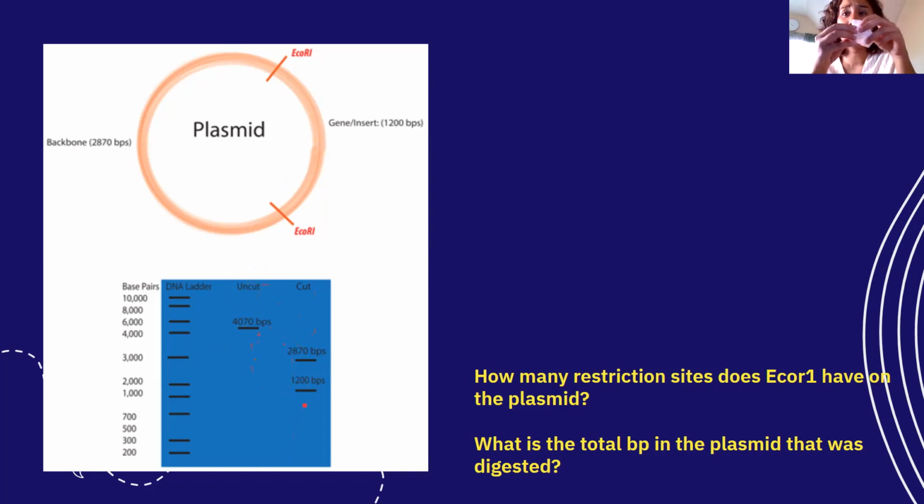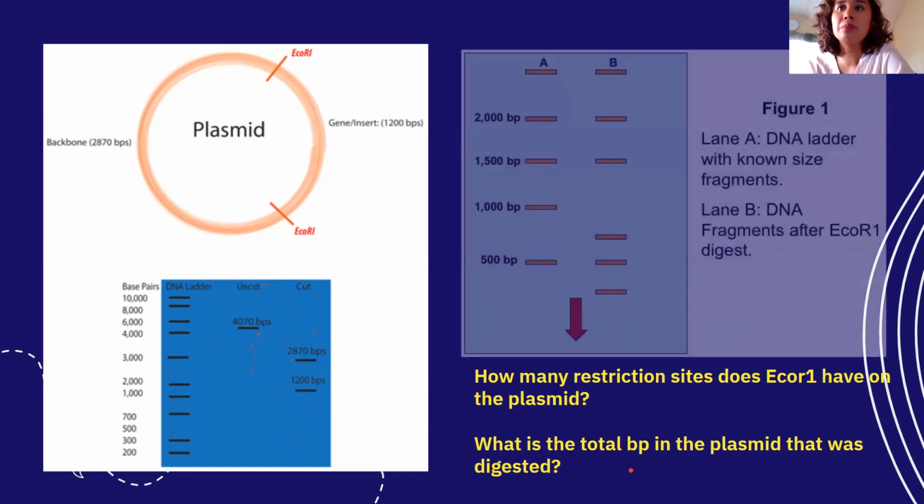Okay? So, to check. So, how many restriction sites does EcoRI have on the plasmid? 2. Okay? What is the total? 4,070 base pairs. Okay, next naman.